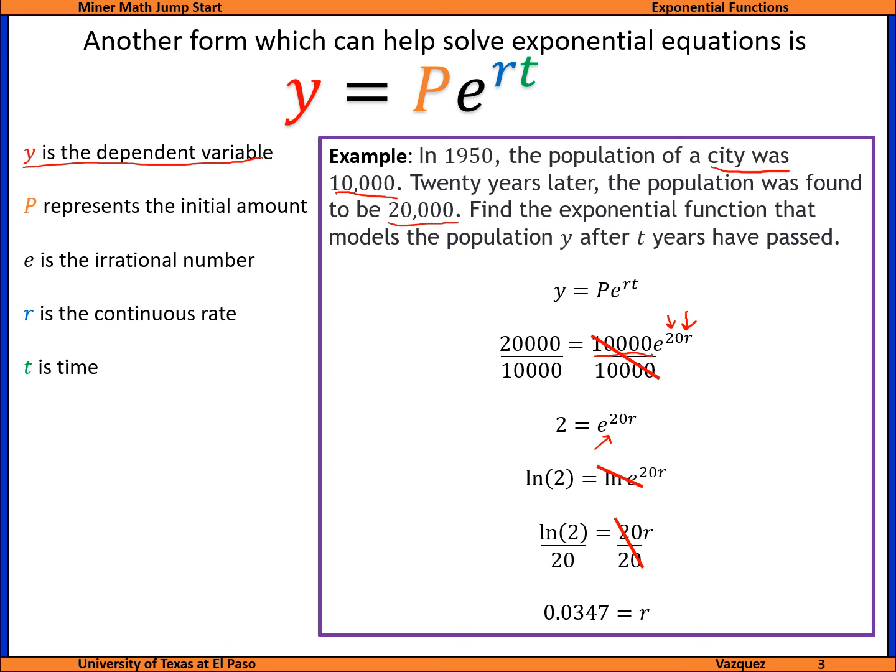So up here the question asked, find the exponential function that models the population y after t years. We're going to use PERT. If we wanted the actual equation for this scenario, now that we have r, it'd be y equals 10,000 e to the 0.0347 t. That is the equation that they're asking for.